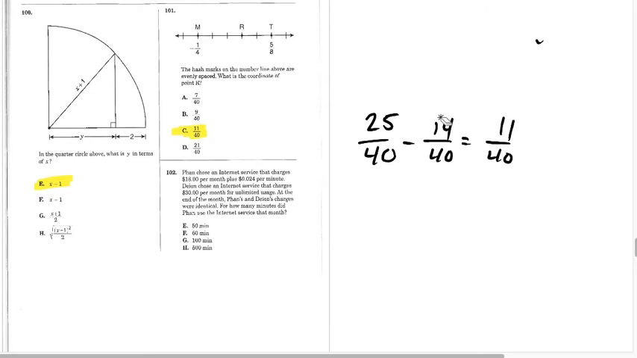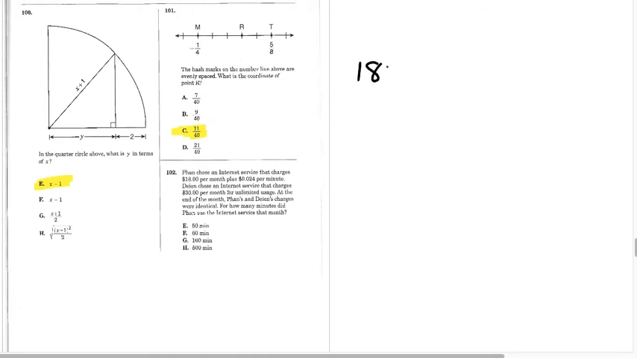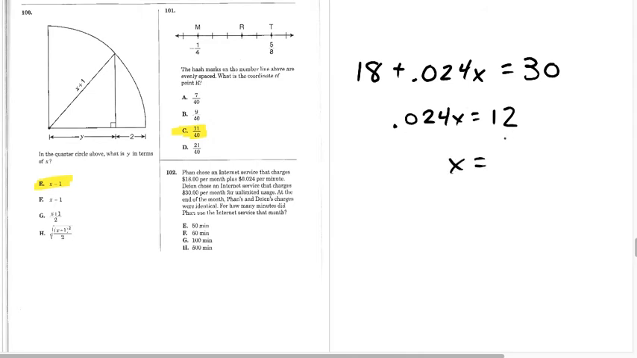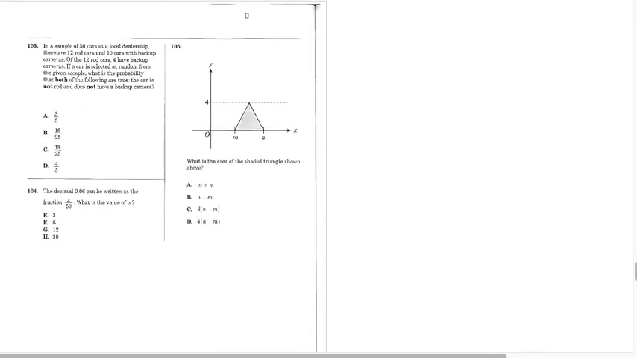Get all this mess out of here. Okay, 102. He has an internet plan, $18 per month plus 0.024 per minute. We'll call minutes x. That's going to equal $30? So we just do 0.024x is equal to 12. So x, if we divide, is equal to 500. Right? So divide by 0.024. And hopefully that's one of our answers. It is H.